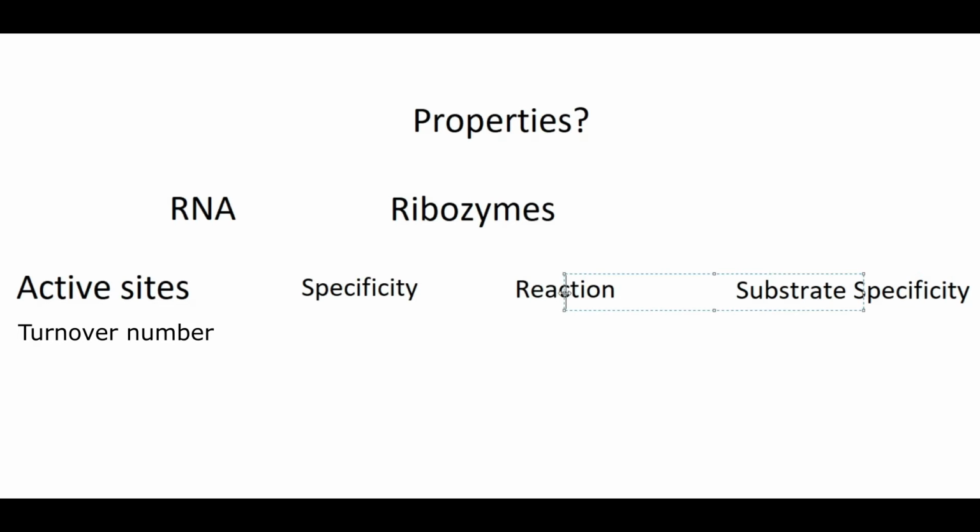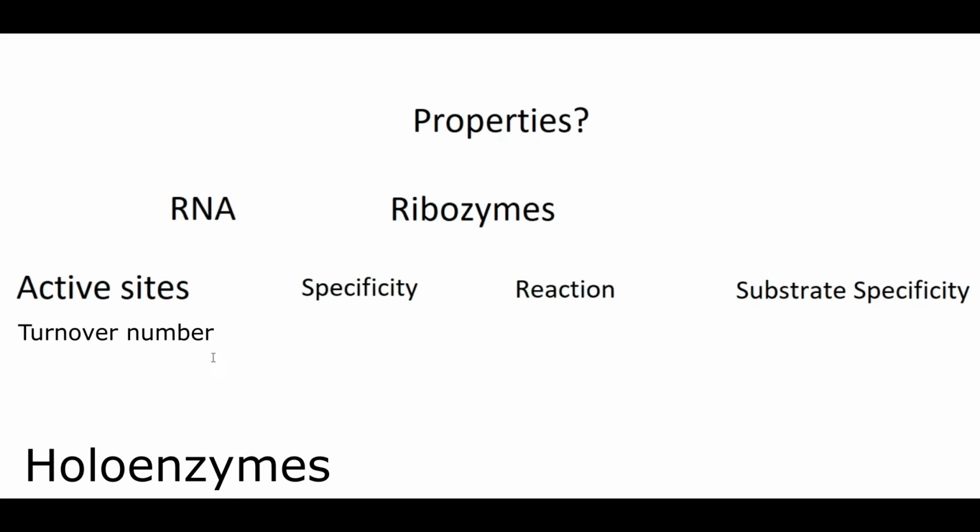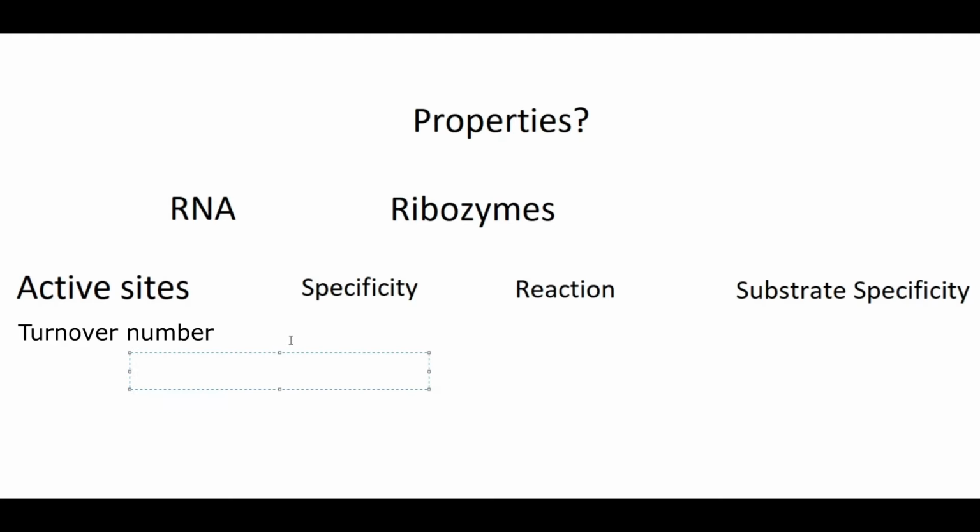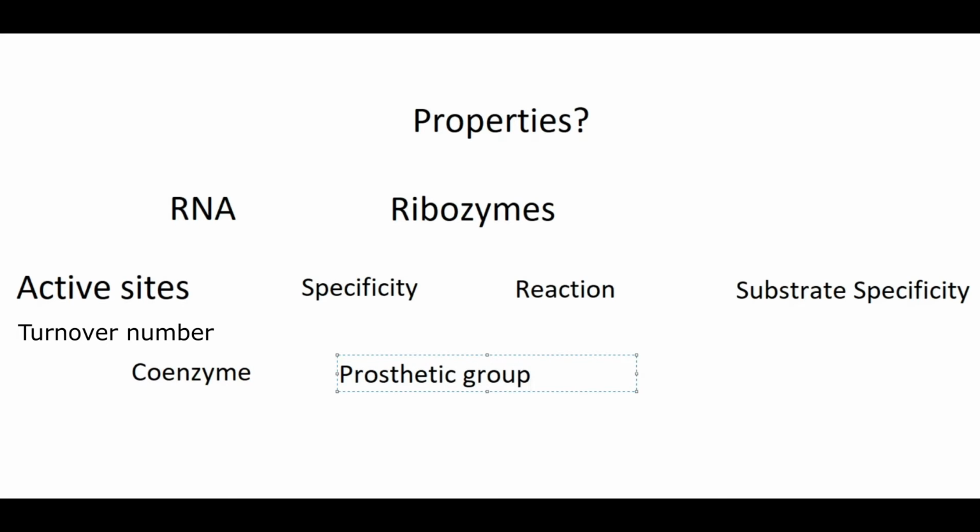All right. Some enzymes require non-protein components, and these are the holoenzymes. If it is a metal, it is called a cofactor. If it is a small organic molecule, then it is called a coenzyme. If the coenzyme is permanently associated with the enzyme, then it is called a prosthetic group. FAD is an example. And the last property is regulation. So enzyme activity can be either increased or decreased.